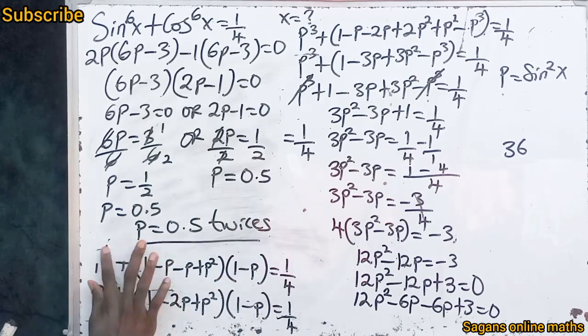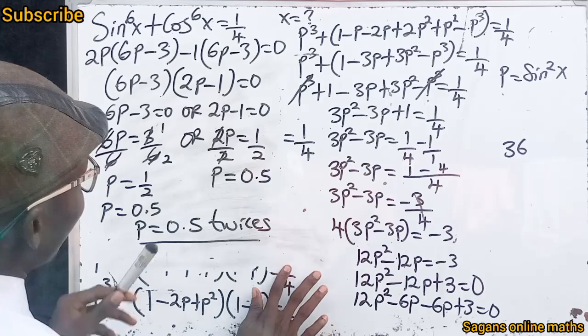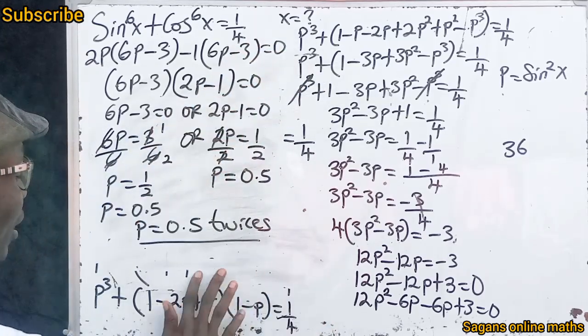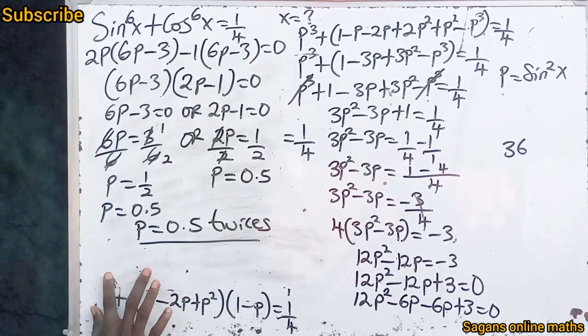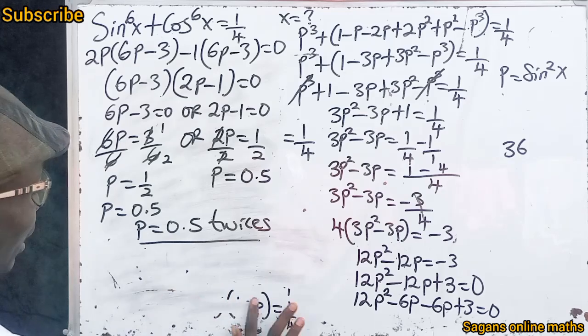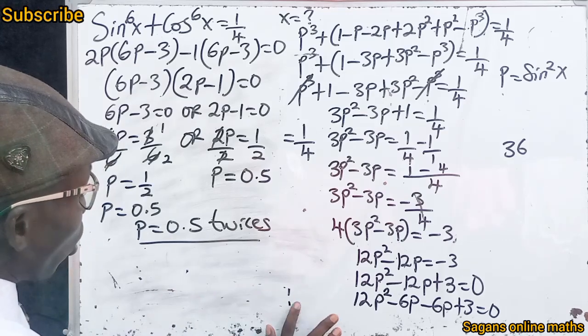But remember, we are not asked to solve for the value of p. We are asked, what is the value of x? Why are we solving for p? We are solving for p so that this problem can be easily solvable.